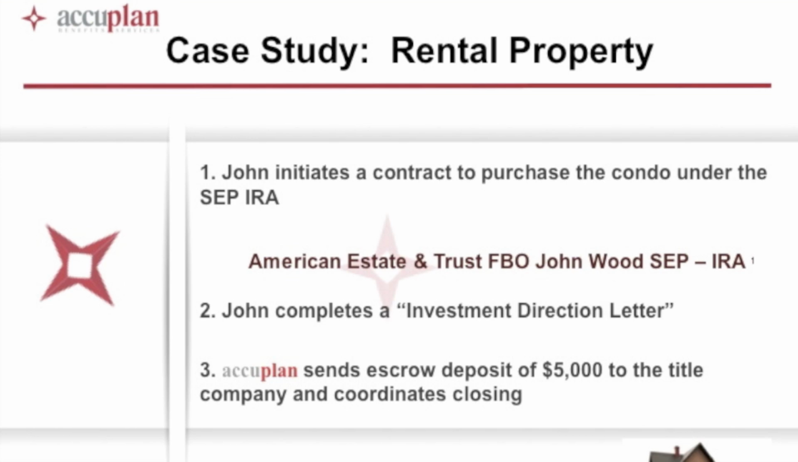John is going to complete what's called an investment direction letter in conjunction with completing the purchase contract. Keep in mind, he's not going to sign the purchase contract. He's going to initial and acknowledge all the terms within that purchase contract to make sure everything is correct based on what he wants to purchase as it relates to the self-directed IRA. Once that has taken place, he's going to fax or email the investment direction letter along with the purchase contract over to me or to AccuPlan to review, sign and return. Once that's done, your purchasing agent is going to forward that over to the selling agent, get their signature, and at that point it's pretty much a normal transaction.